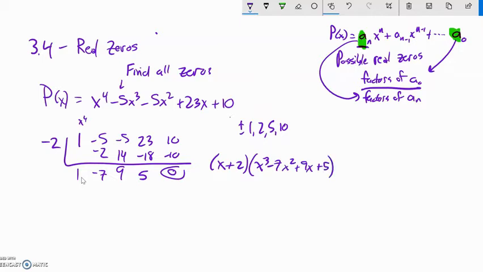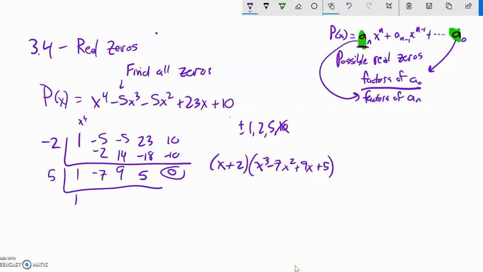So I know that negative 2 worked, and notice that I don't have to start over. I don't have to restart from here. I've already taken out one of the zeros, so I can just work with this x cubed. 10's no longer a possibility. So now I would just keep trying from there, and let's try 5, and hope I get stuff that works.